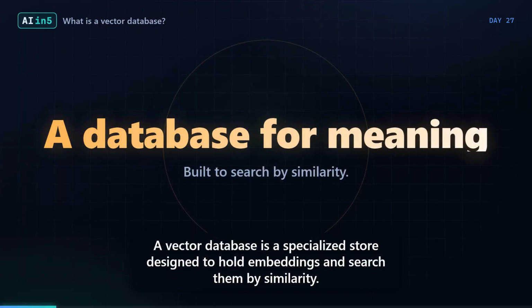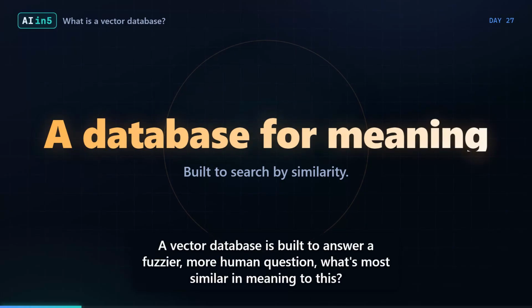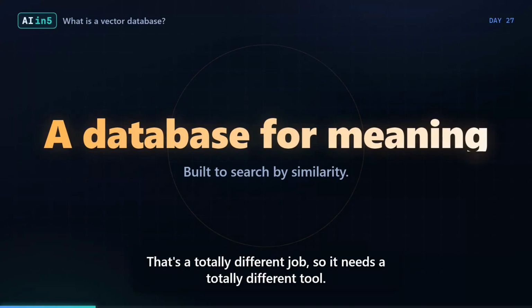Here's the one-line version. A vector database is a specialized store designed to hold embeddings and search them by similarity. Normal databases are great at finding exact matches, this exact name, this exact ID. A vector database is built to answer a fuzzier, more human question: what's most similar in meaning to this? That's a totally different job, so it needs a totally different tool.